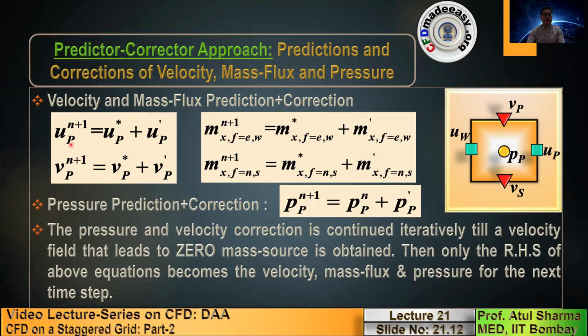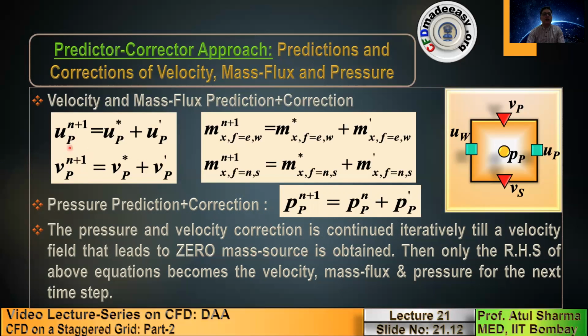So what we do every time, once we have calculated the left hand side, the right hand side we write it like this, as we do in any computation. New value of u star is equal to old value of u star plus u prime. Similarly, new value of v star is equal to old value of v star plus v prime, and similar terms for mass fluxes and pressure.